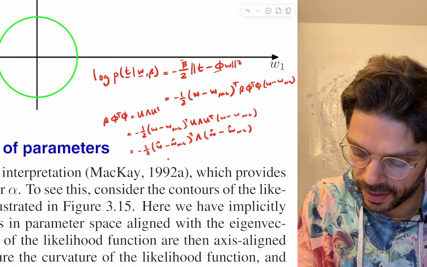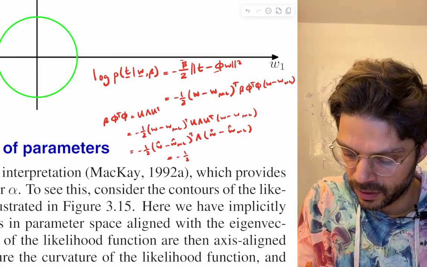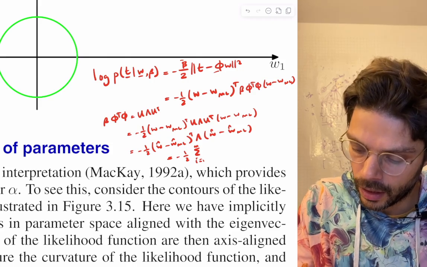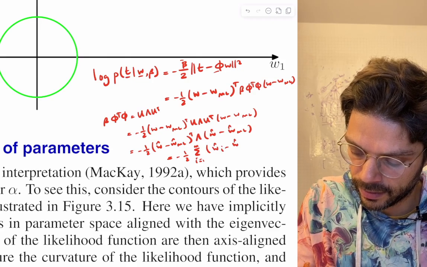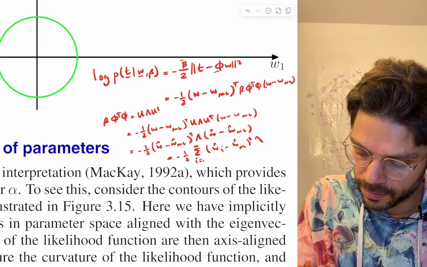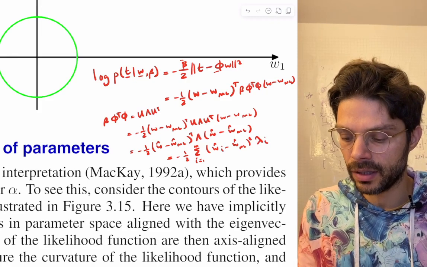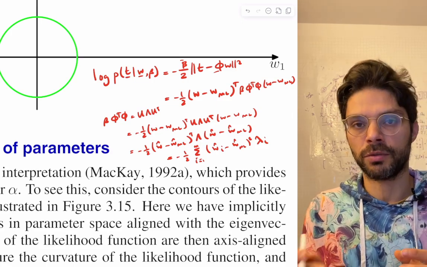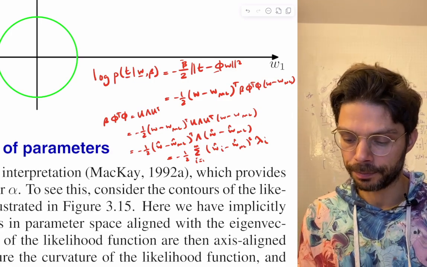Everything's decoupled now, there's just a diagonal matrix. So it's equal to minus 1/2 sum over i equals 1 to M of (W hat i minus W hat ML i) squared times lambda i. You can see that these lambda i's are measuring how strongly each of those parameters is being pulled towards its maximum likelihood value.